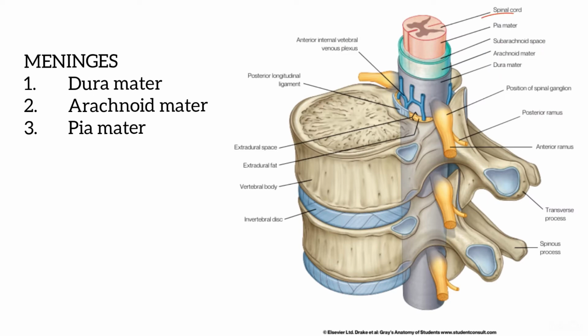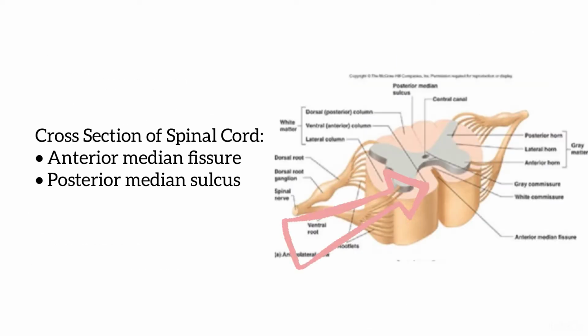So here are your three meninges as well as the spaces found in between them. Next, you have a cross-section of your spinal cord. Anteriorly, you find your anterior median fissure, and posteriorly, you find your posterior median sulcus.